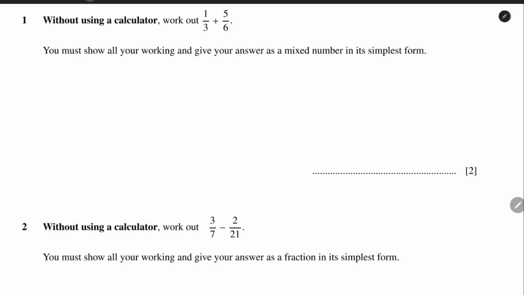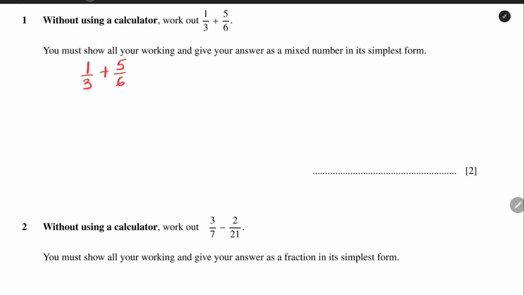All right, so let's get into this question here. We're working out 1 over 3 plus 5 over 6. Now, you could do one of two things. You could either just make sure they have the same denominator and then add their numerators, or you look for the LCM. Either way, you're going to end up with the same solution.